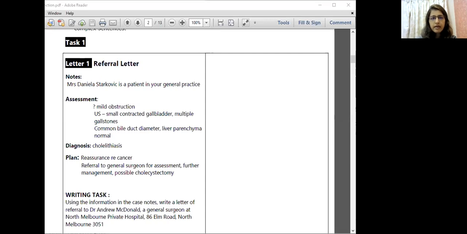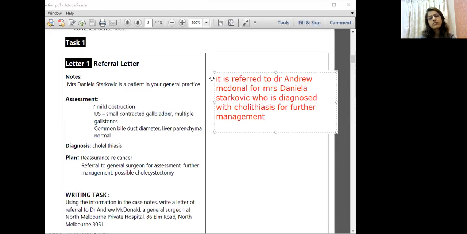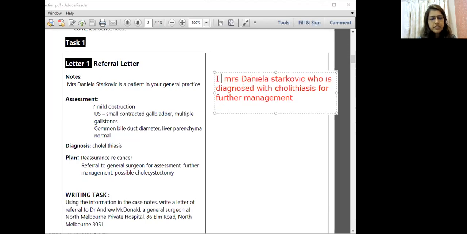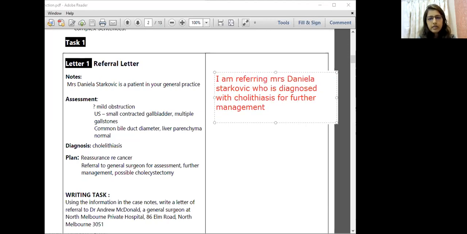This paragraph, Shikha, has a lot of errors. When you are writing a letter to Dr. Andrew MacDonald himself, why would you write "it is referred to"? I would rather say, probably, I'm referring Mrs. Danielle Starkowitz, who is diagnosed with polylithiasis, and then you will need to have commas on both sides, for further management. Okay, so this is how it will be grammatically correct.